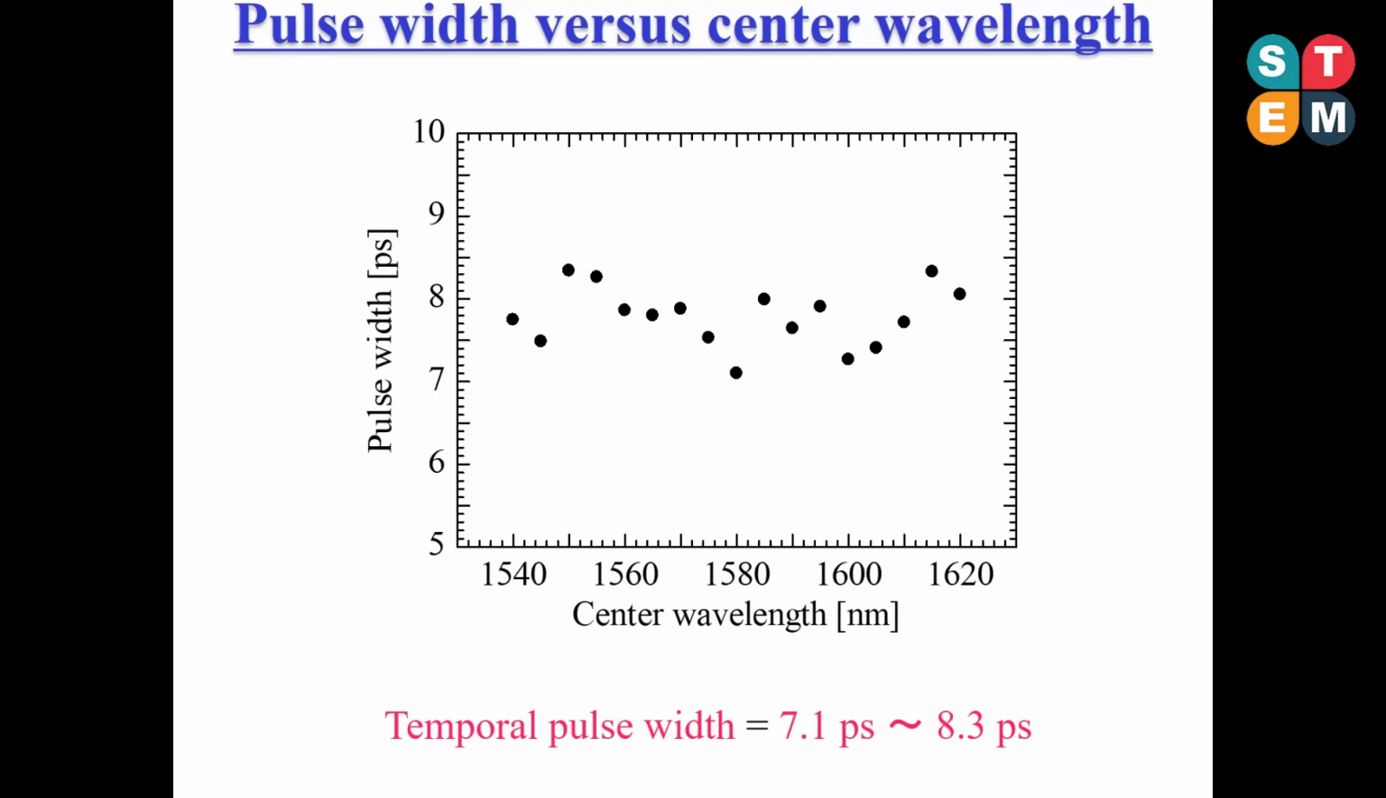This figure shows the corresponding pulse width characteristics. The pulse width of the output is almost independent of the wavelength and ranges from 7.1 picosec to 8.3 picosec.